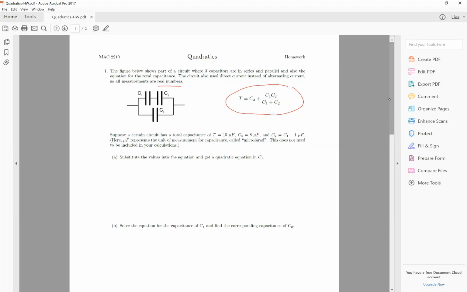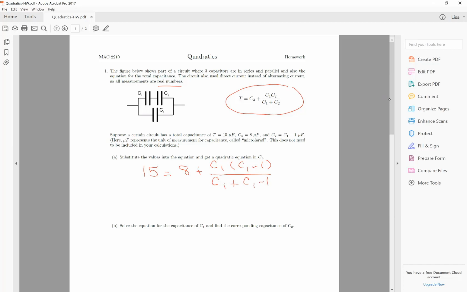Well, the reason we're going to get it in C1 is we're being given t. So I'll just start it. We have t is 15. C3 is 8. C1, I don't know. C2, I do know, is C1 minus 1. C1, again, I don't know. That's what I'm trying to find out. And then C2, I know, is C1 minus 1.